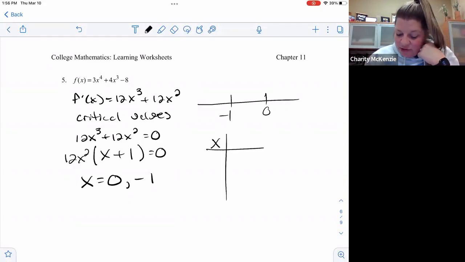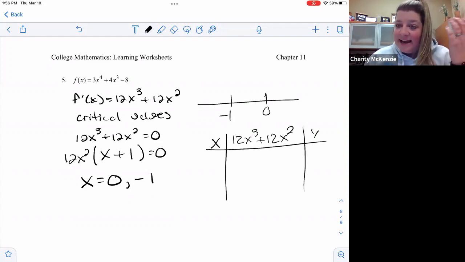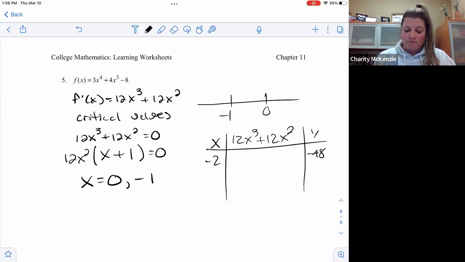So I'm just going to do a little chart here and see what I get out. So I'm looking at the 12x to the third plus 12x squared. And we'll put in something less than negative 1, like maybe negative 2. So 12 times negative 2 to the third plus 12 times negative 2 to the second, and I got negative 48. Okay, so I got a negative here.